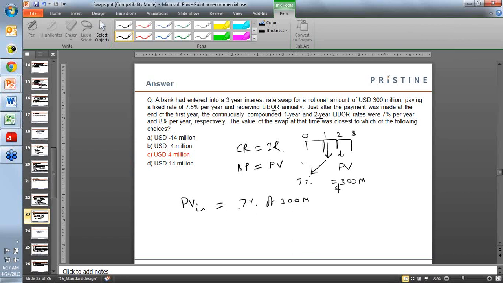that is paid off, this will be discounted at 0.07, and we'll also have the 300 million payment, which will also be discounted at 0.07, because they are both coming at the end of the second year and we are discounting it back to the first year. So when you compare these two values, PV in minus PV out will give you $4 million. That is the answer.